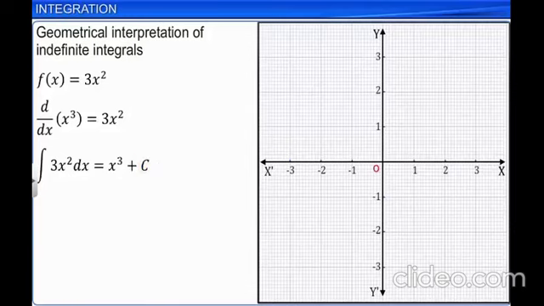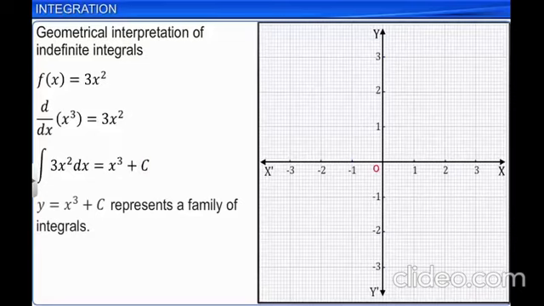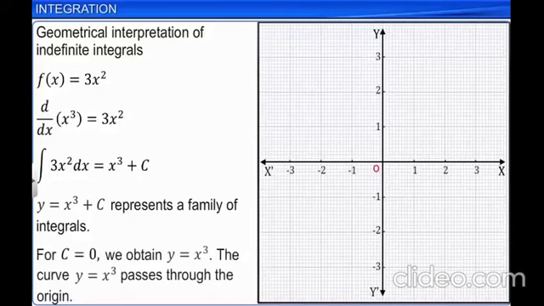Let y be equal to x cubed plus c, where c is an arbitrary constant, represent a family of integrals. Let's now see how the curve of y is equal to x cubed plus c looks for different values of c. For c is equal to 0, we get y is equal to x cubed. The curve is as shown and passes through the origin.